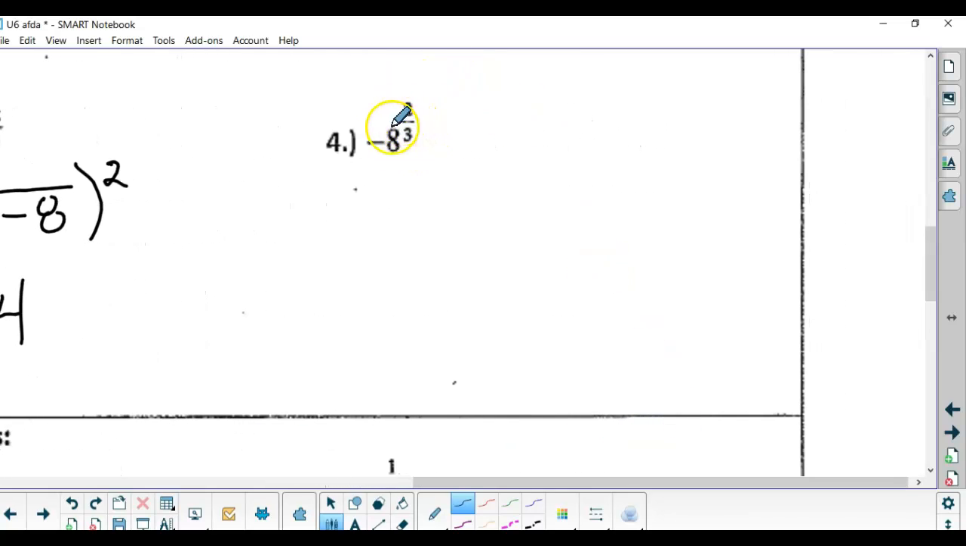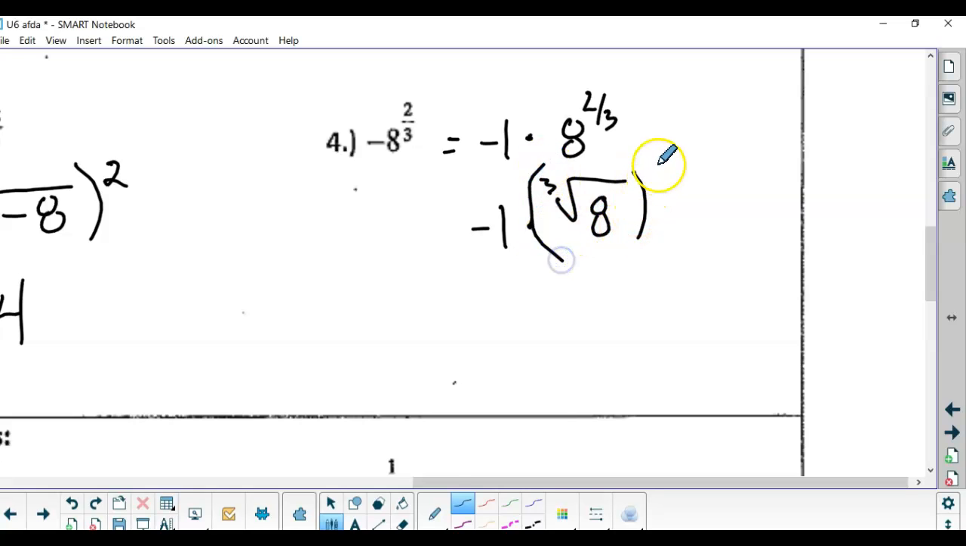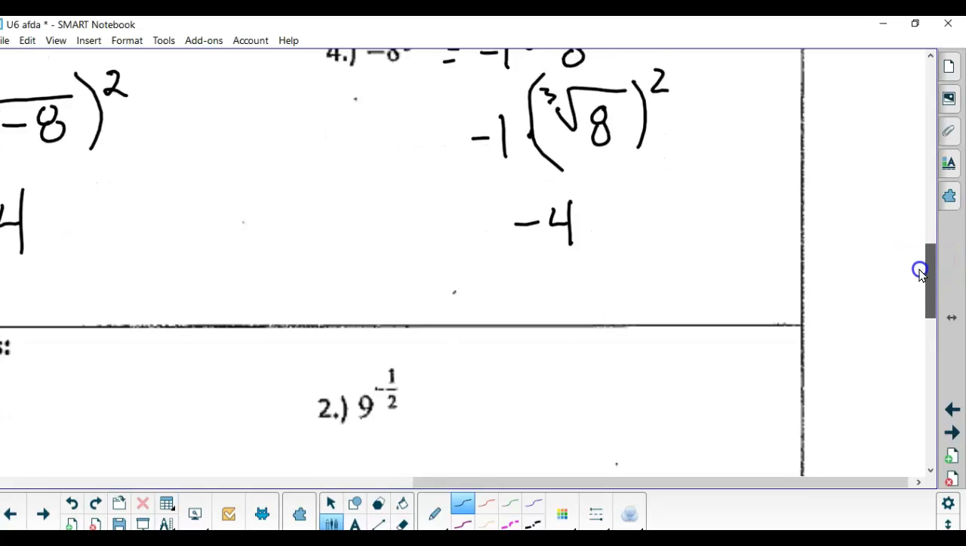Now, you have to be careful on this one. This one has a negative out front, no parentheses, right? So this is negative 1 times 8 to the 2/3 power. So now I can do this. This is going to be negative 1 times the cube root of 8 squared. Cube root of 8 is 2, squared is 4, times negative 1 is negative 4. So be really careful on that one. Watch out for those negatives.